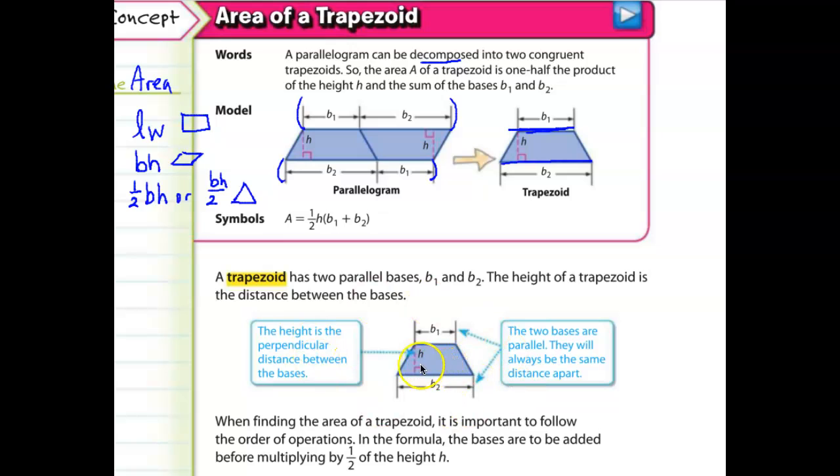Down here is just more of an explanation. The height is the perpendicular distance between the two bases. You've got the right angle showing perpendicular. The two bases are parallel. They will always be parallel and distant apart. And to create the parallelogram base, to do our formula, you add the two bases together. Okay. All right. So you have to add those two before multiplying. And so please review all that. So let's go ahead and see some examples.